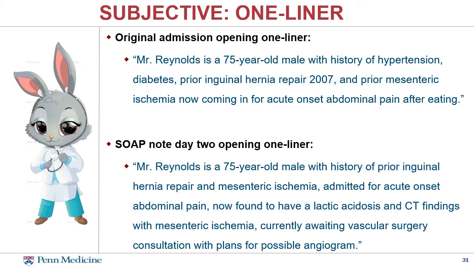So, for example, Mr. Reynolds is a 75-year-old male with a history of prior inguinal hernia repair and mesenteric ischemia, admitted for acute onset abdominal pain, now found to have a lactic acidosis and CT findings of mesenteric ischemia, currently awaiting vascular surgery consult with plans for possible angiogram.